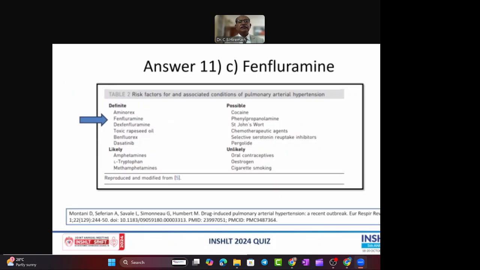The answer is fenfluramine. Dr. Seth, please. Yes, it is very clear that fenfluramine actually increases pulmonary artery hypertension. All the other options, like endothelin antagonists such as bosentan or ambrisentan, or sildenafil, which is a phosphodiesterase 5 inhibitor, decrease pulmonary artery hypertension. So your answer is very clear: fenfluramine, which actually increases pulmonary arterial hypertension. Next, please.